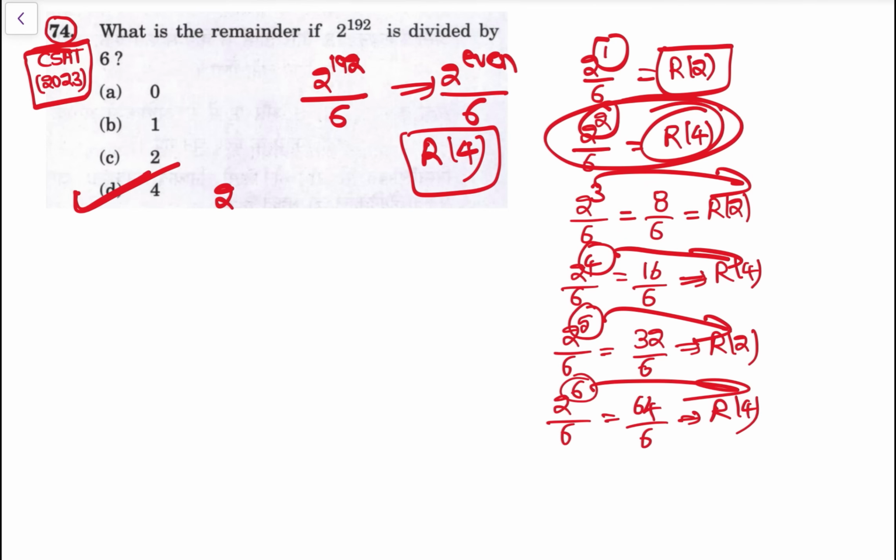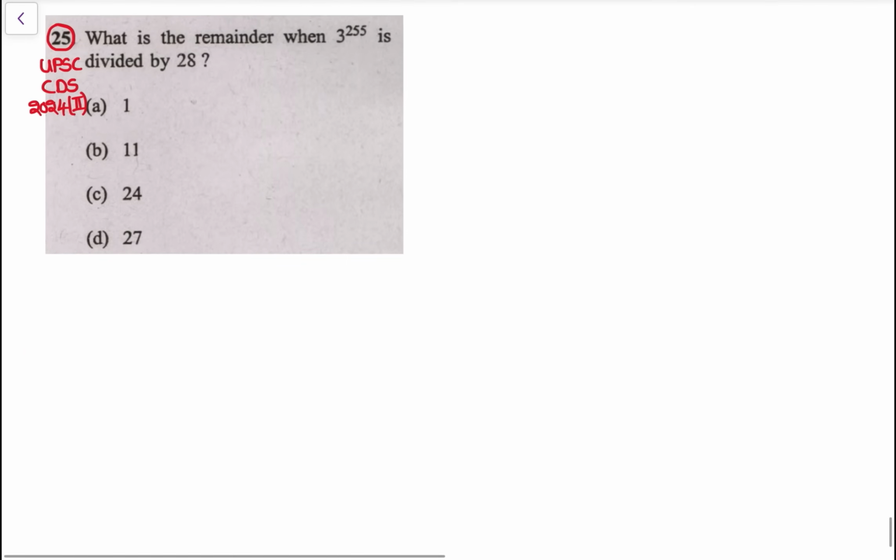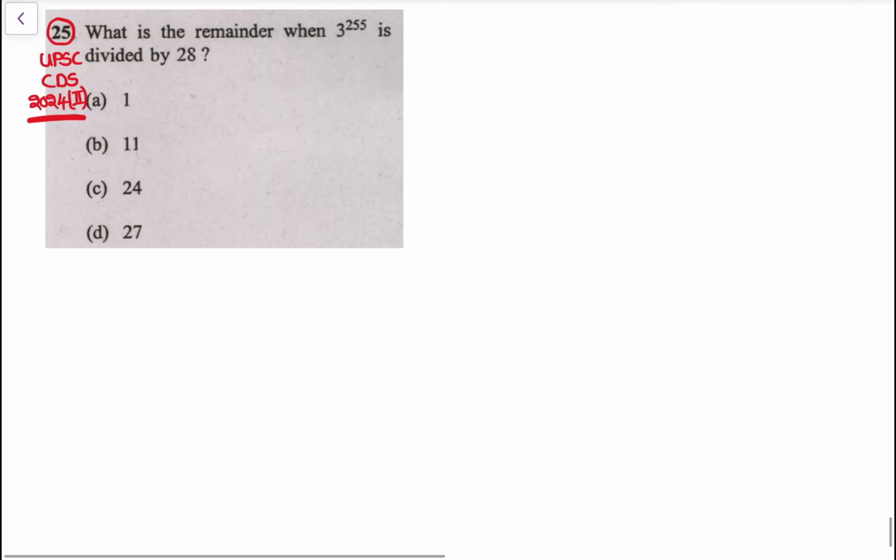अगर इसी 2 to the power 191 upon 6 पर remainder पूछ लेता, so that would be remainder 2. So 2 would be the answer. Now let's see next. So this is a question asked in UPSC CDS 2024. That is 3 to the power 255 divided by 28. What is the remainder?